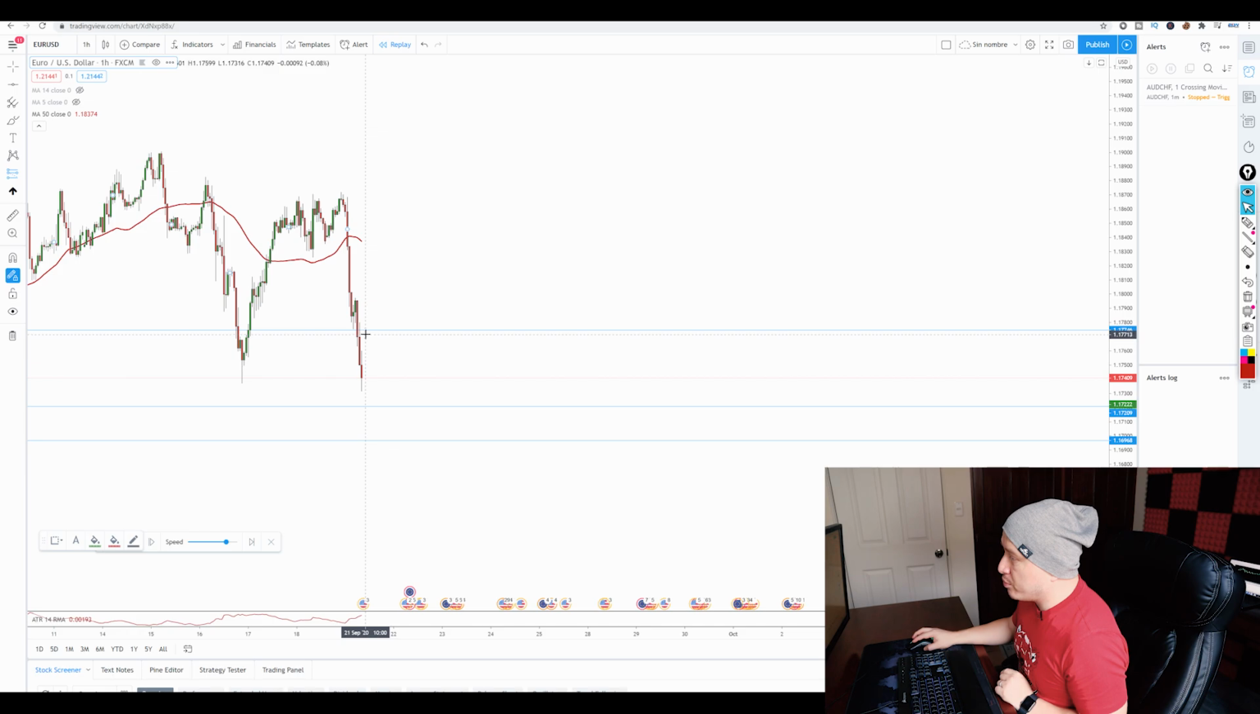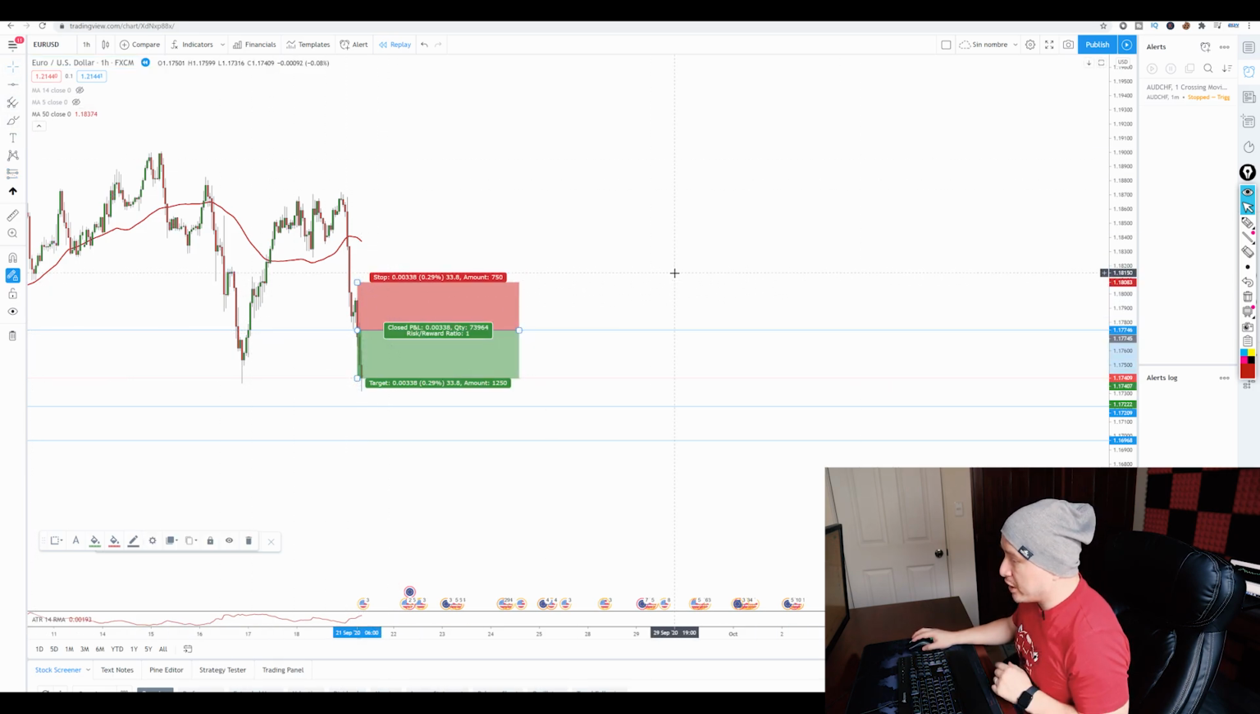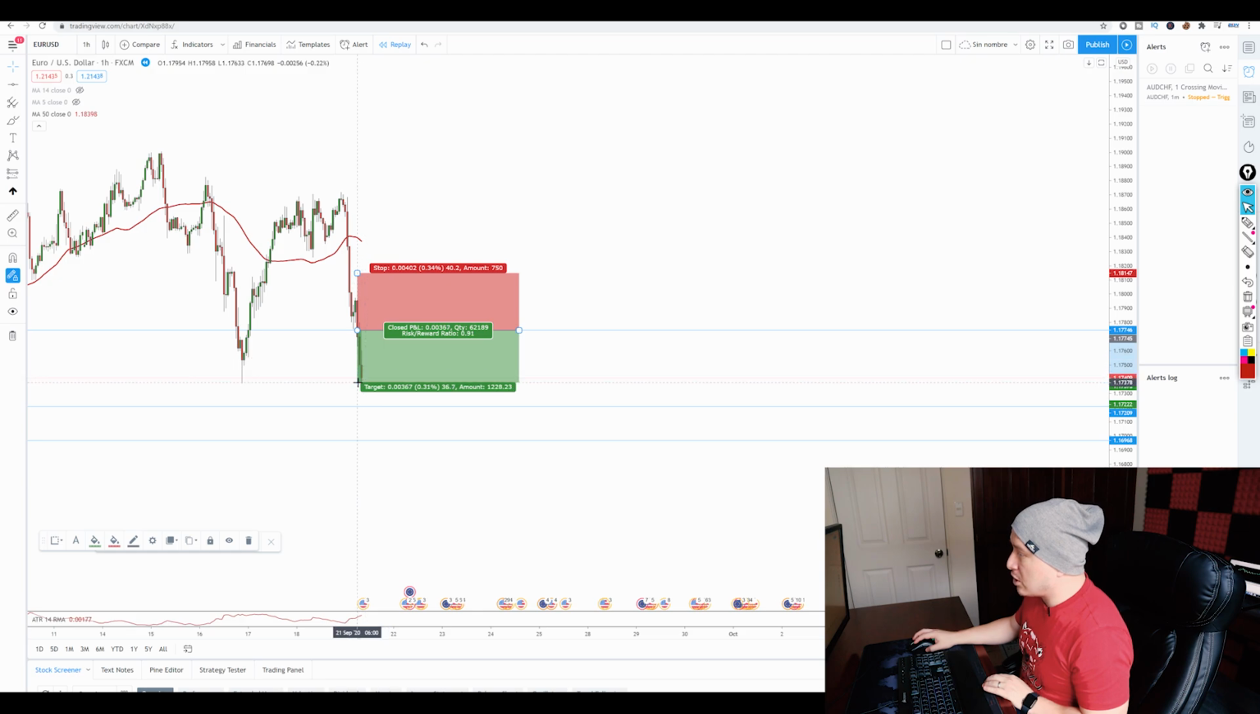My entry point will be a limit order once this one actually gets touched. Okay, we're gonna take a look again at the ATR, which is right here, 19. So that means that 40 would be a good stop loss level.